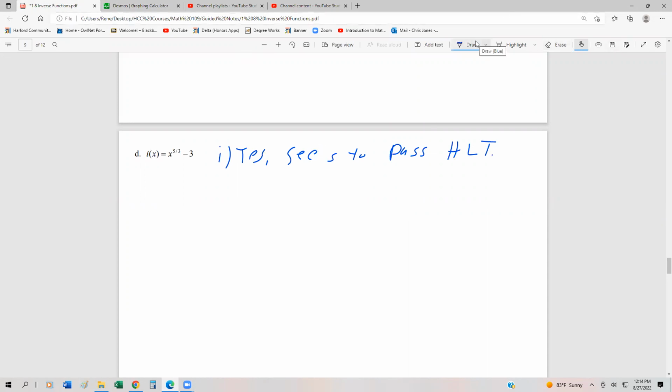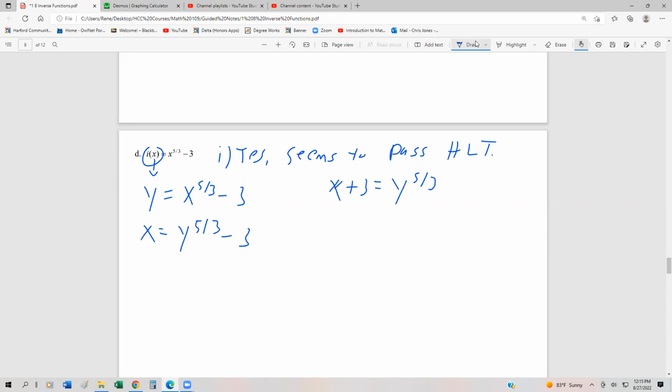Okay, so that's good because that means we can at least try to find the inverse of this thing. And so now remember, we replace the function name with y. So we have y equals x to the 5/3 minus 3. We're going to solve this. We're going to interchange the x and y variables. So we have x equals y to the 5/3 minus 3. And then finally, we're just going to add 3 to both sides. So now we get x plus 3 equals y to the 5/3.